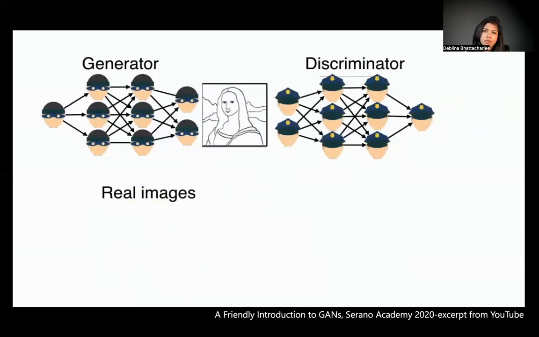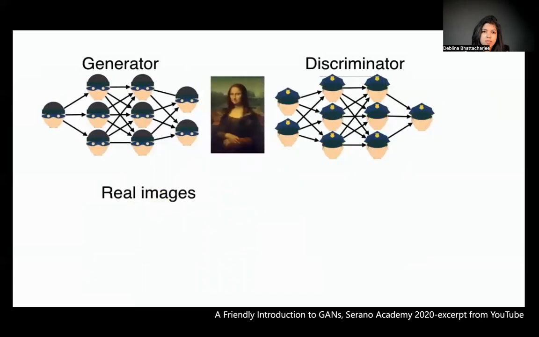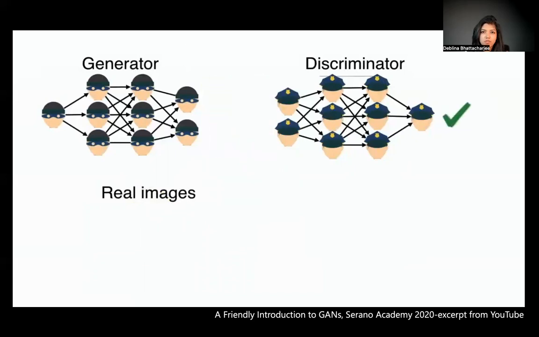In the language of neural networks, what happens is that we have a pair of networks, the generator and the discriminator, and we train them with a set of real images and a set of fake images. The discriminator is then trained to identify which images are real or which ones come from the generator. And the generator is trained to fool the discriminator into classifying these images as real ones. This excerpt is taken from the YouTube video by Serrano Academy named A Friendly Introduction to GANs.